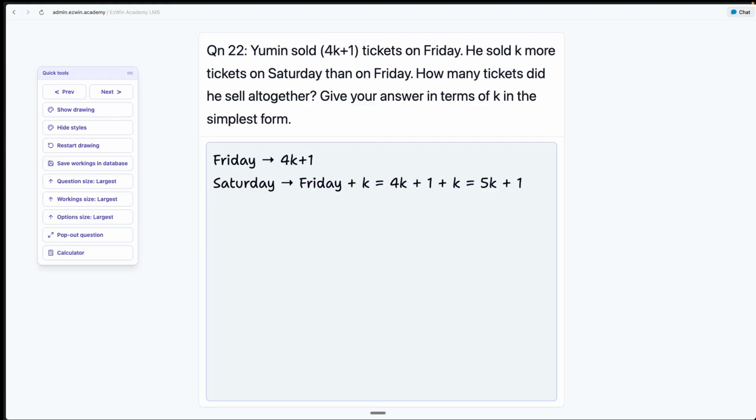Okay, so how many tickets in total? Which is actually 4K plus 1, okay, plus 5K plus 1. And this will then become 9K plus 2. All right, so let's move on to the next question.